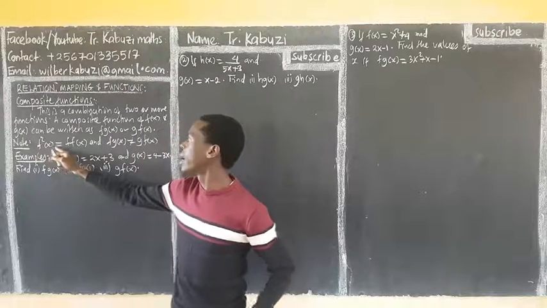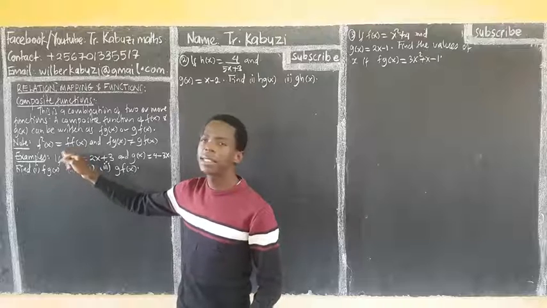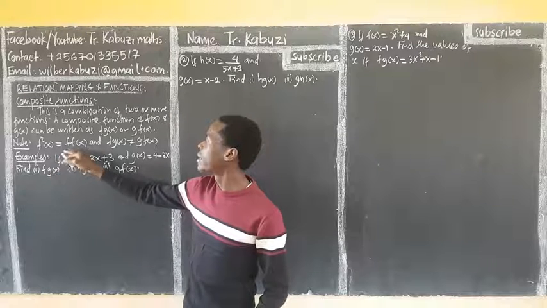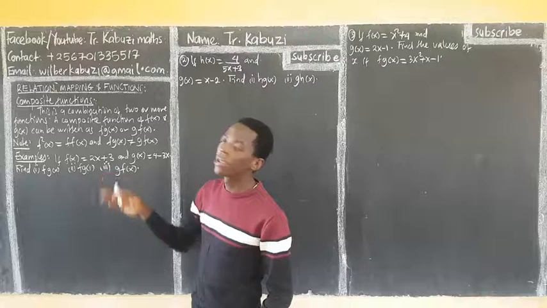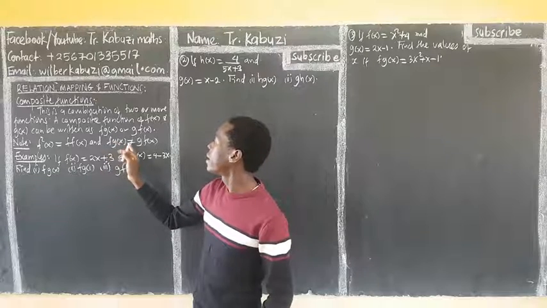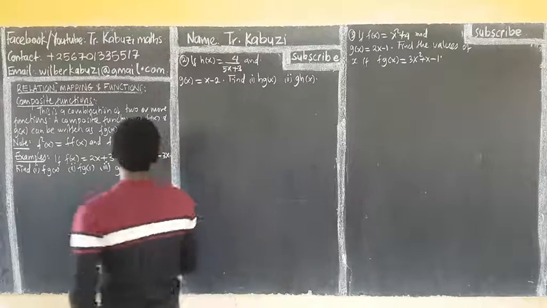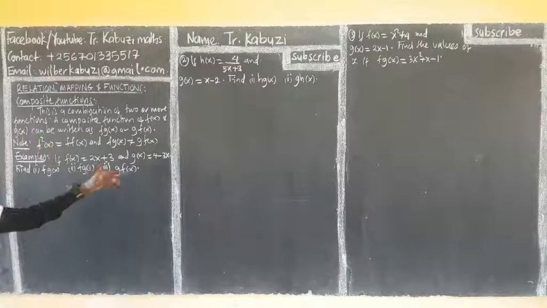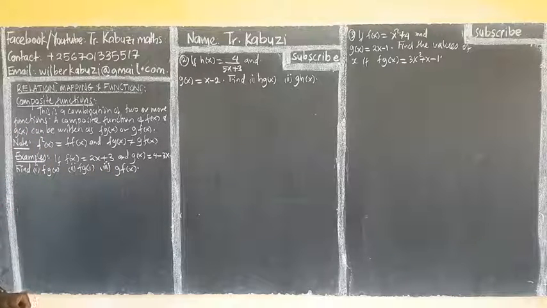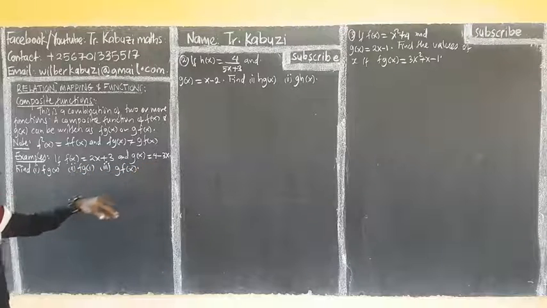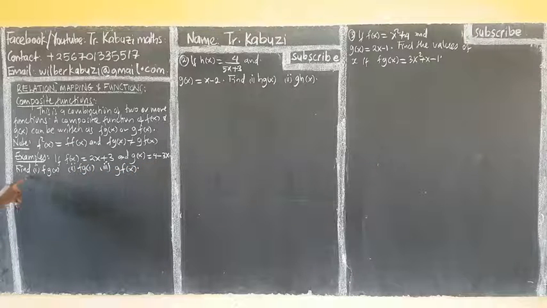Note, f squared of x is the same as a composite, being a combination of itself, which is this. And in most cases, f of g of x is not equal to g of f of x, since these two are not commutative. Okay, let us see some examples. If f of x is this and g of x is that, find the composite f g of x.